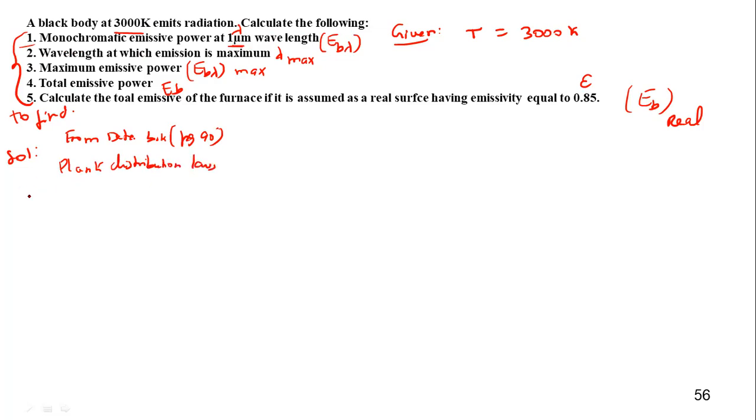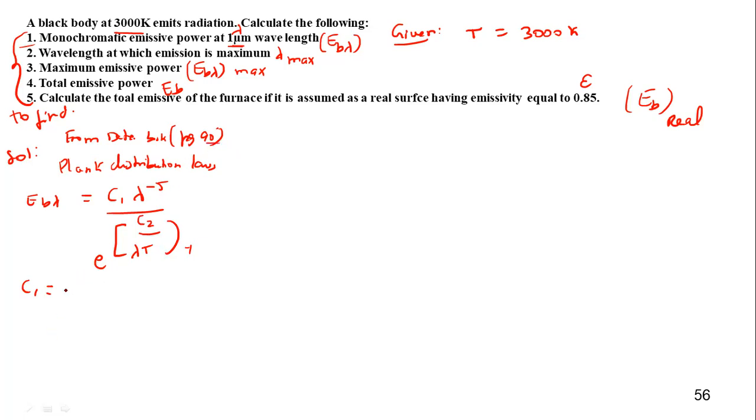Okay. The law is E_bλ = C1 λ^-5 divided by e^(C2/λT) minus 1. So using this formula, we get the values. The C1 and C2 values are also given in the same page, number 890. The C1 and C2 values are given.